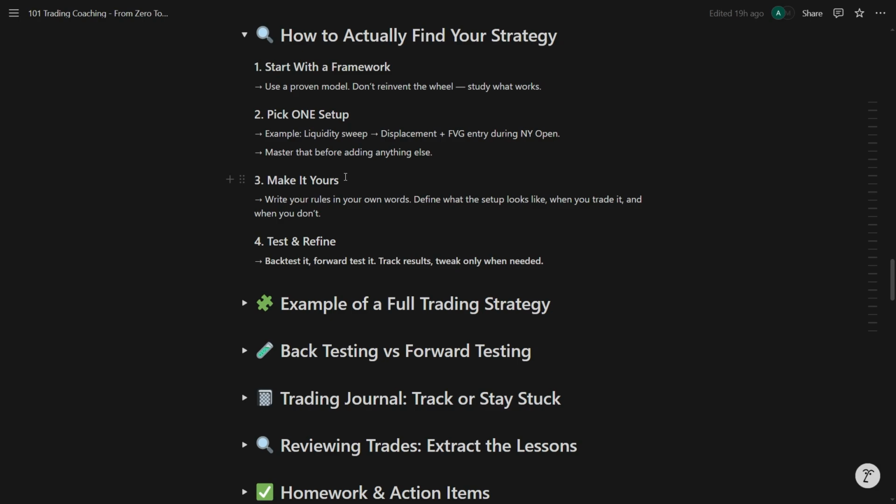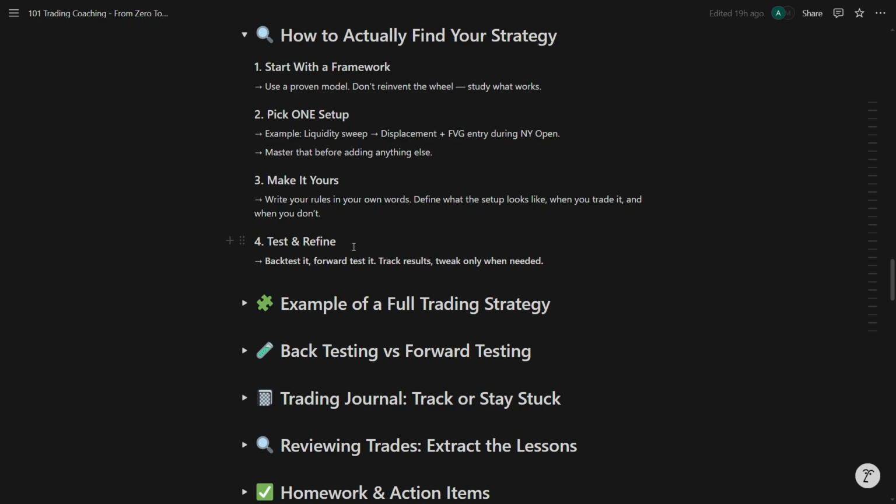You want to make it your own. So you test it for yourself, the strategy that you've taken from someone else. You want to test it. You want to see what works the best for you. And then you want to rewrite the rules, or you can write the same rules with your own words and really define what the setup looks like so that you know what you're looking for. You don't want to just be copying someone else forever. You want to copy them in the beginning, and then you want to make it your own strategy. It's very important. Okay?